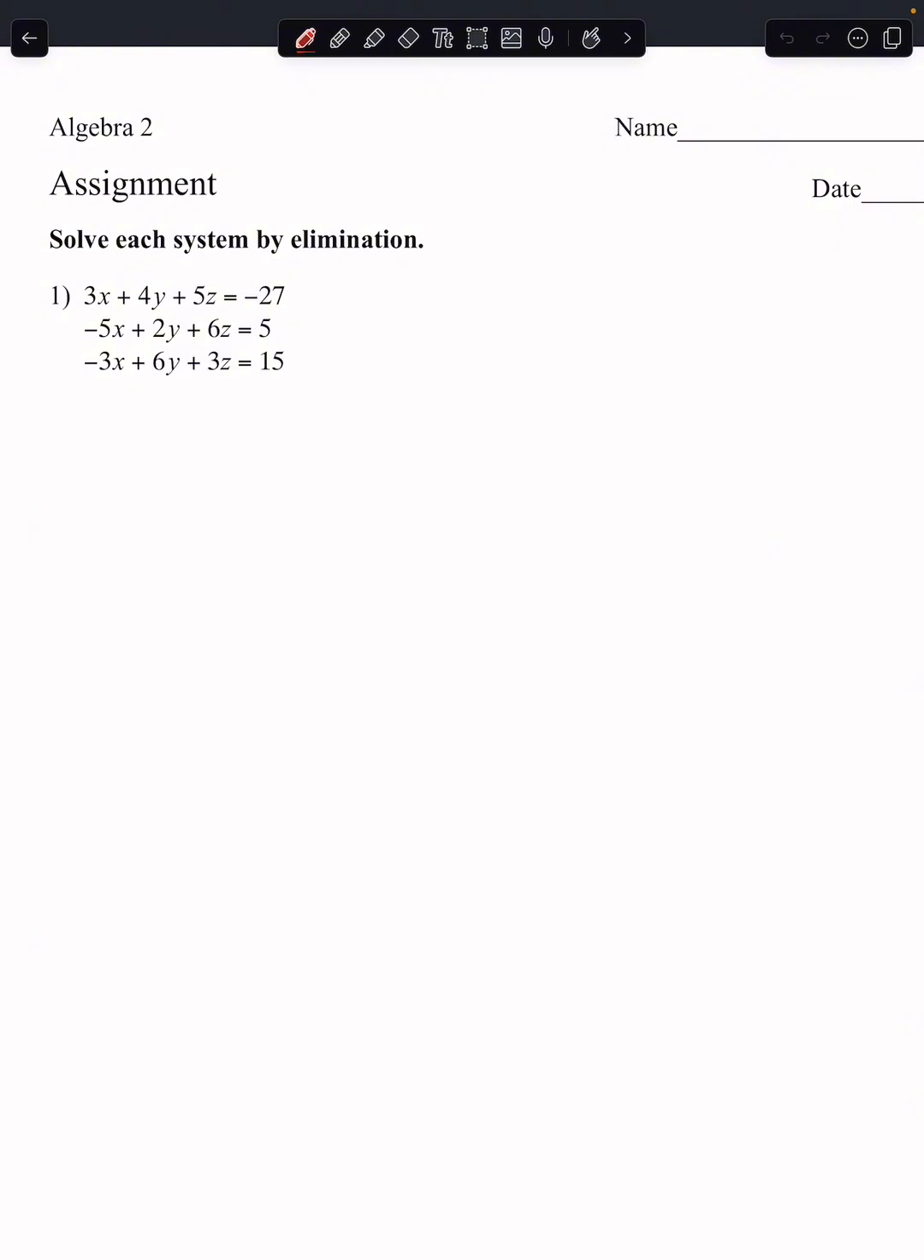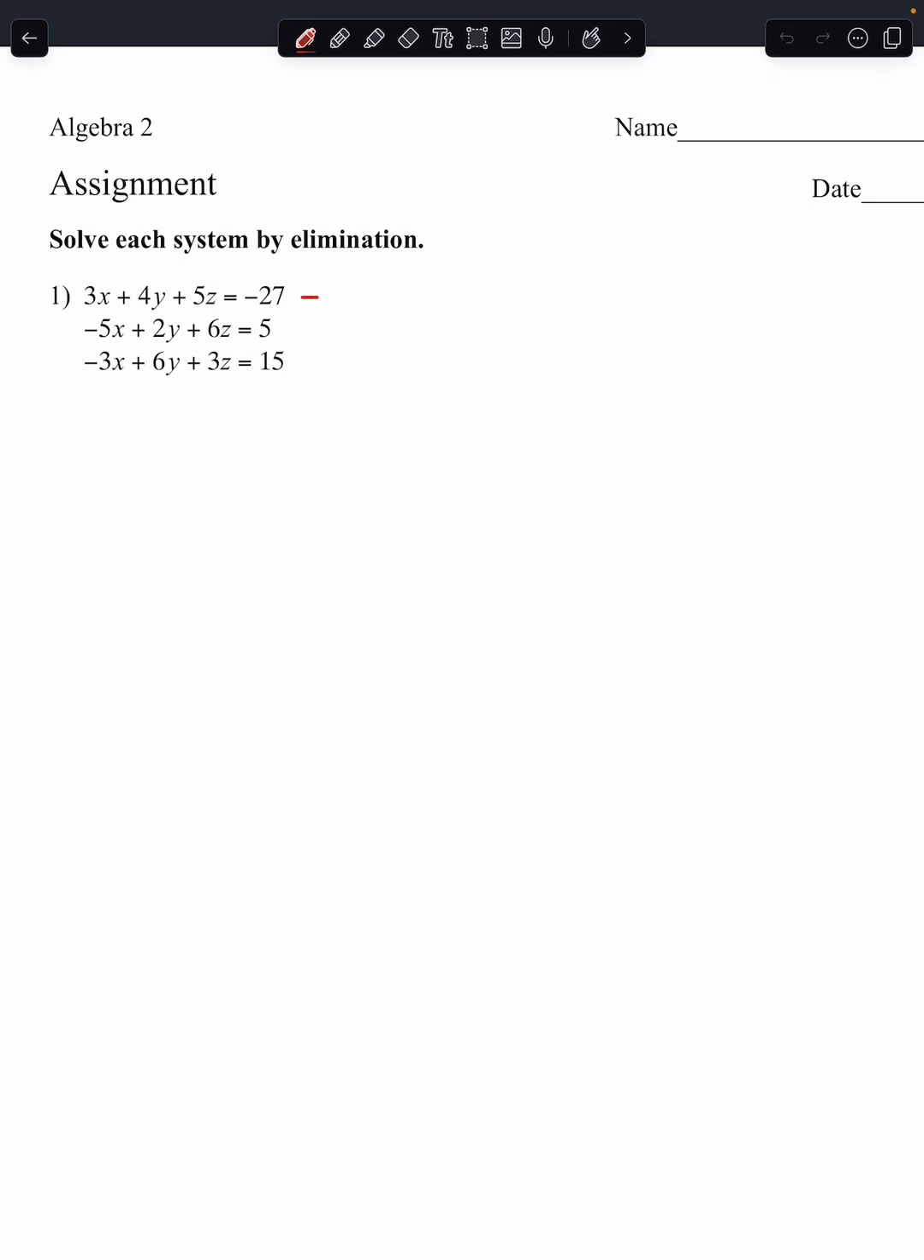What's up, my people? In this video, we're going to be solving systems of equations. We're going to have three variables and three equations. I will say that these do take a little bit longer than the 2x2s, but we'll get through this though. All right. So first thing I like to do, I like to label each line.